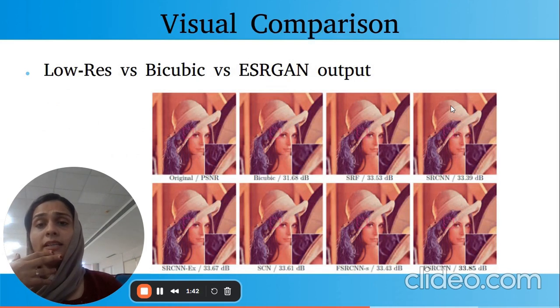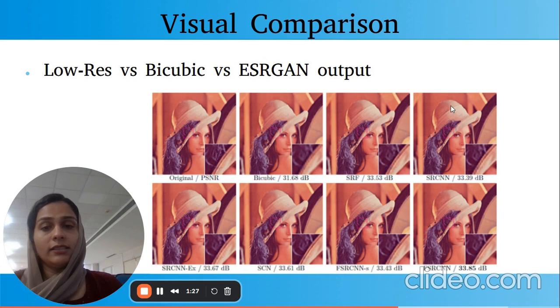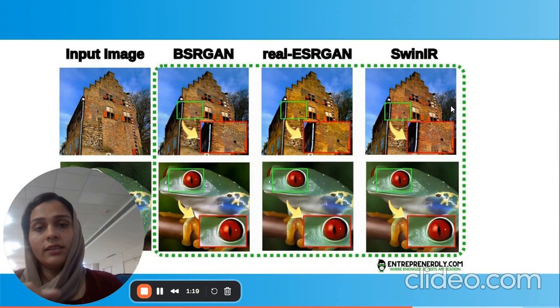And here is a visual comparison of low resolution, bicubic, and ESRGAN output. The bicubic will be more blocky. All the others, SRCNN, Fast SRCNN, and ESRGAN, give better results compared to the low resolution and bicubic. Here is one more comparison; you can see the last one has better clarity and high resolution, which patches in all the details and makes a more real and clear image.